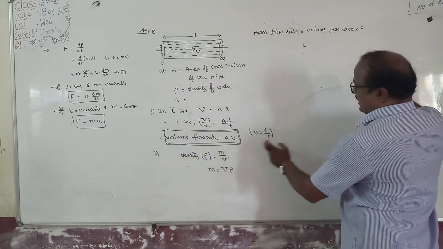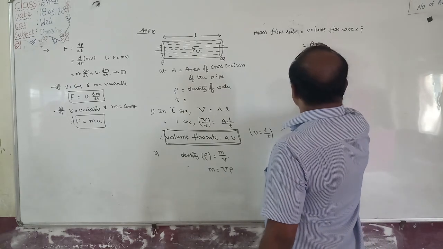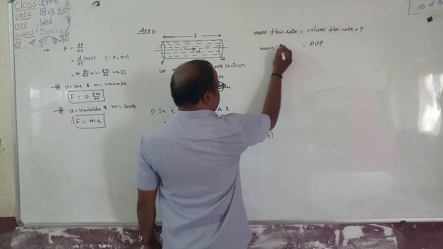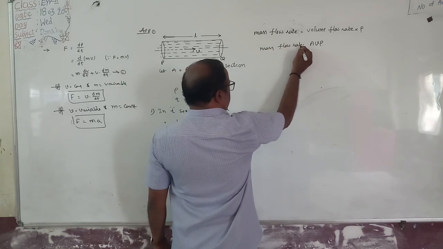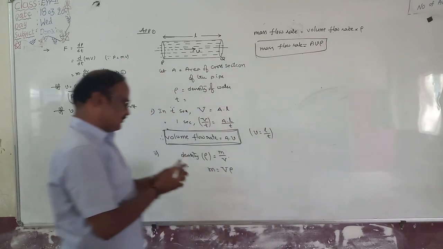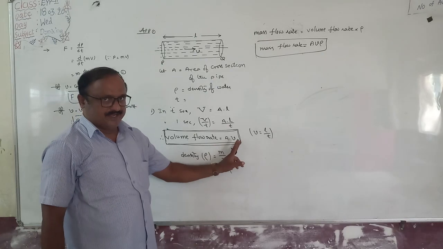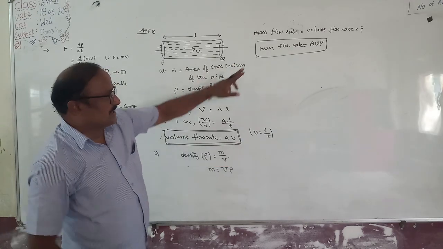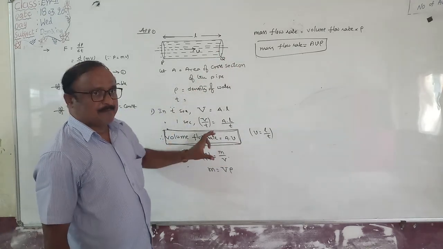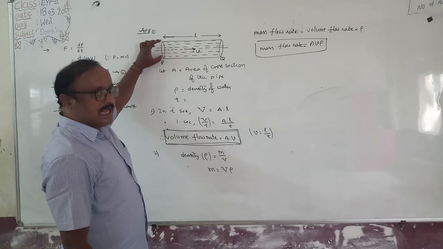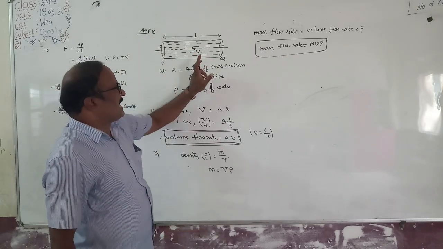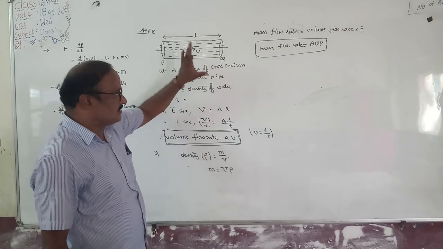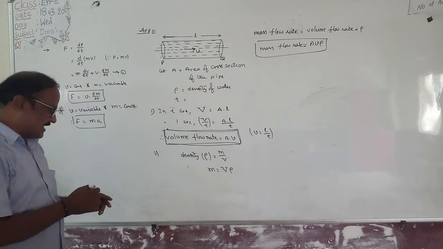What is the formula for volume flow rate? A into v. Therefore, the mass flow rate is equal to A into v into rho. Volume flow rate is equal to A into v. Remember these two formulas, my dear students. Volume flow rate is equal to A into v. Mass flow rate is equal to A into v into rho. These two are possible when a fluid or water flows through a pipe with a constant velocity or a streamline motion. So these are the formulas for mass flow rate and volume flow rate.